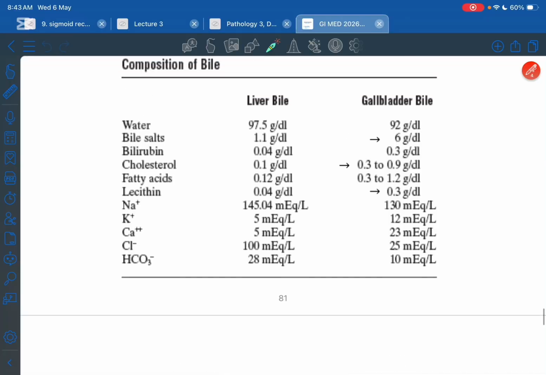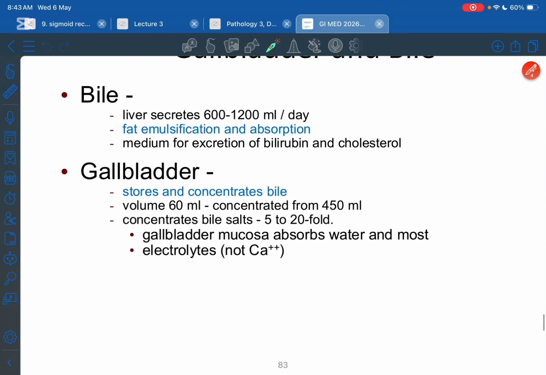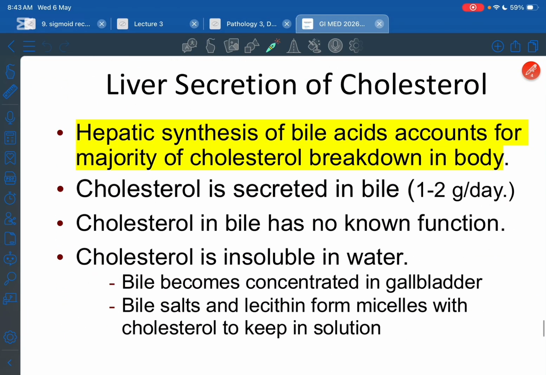So these are the secreted materials. We concentrate on bile salts, lecithin and cholesterol for the digestion process. Bilirubin and others are waste products, etc. This is what concerns us from the biliary secretion.